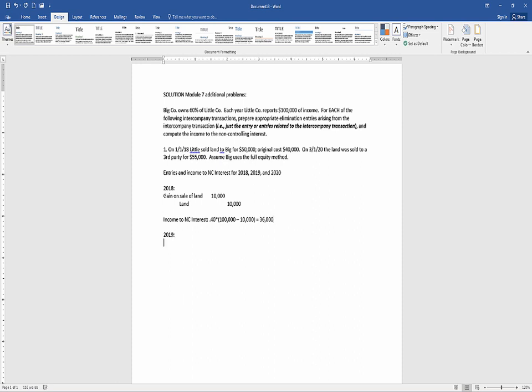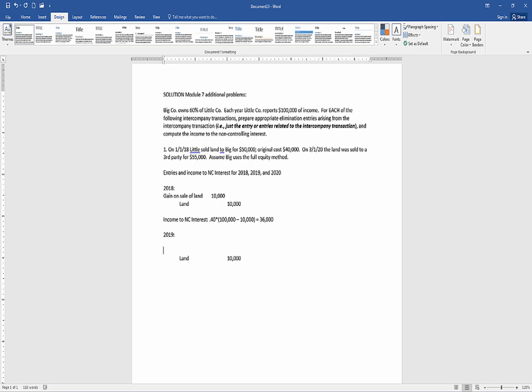In 2019, we need to do our elimination entry again, and the easy part is that that land is still sitting on Big's balance sheet at the inflated $50,000 value. So again, we're going to have to reduce it by $10,000. On the debit side, we're carrying forward a $10,000 unrealized gain.